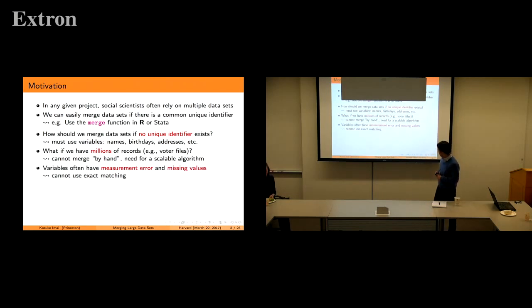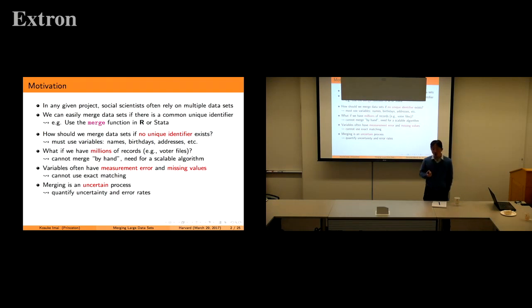And variables often have measurement error and missing values. They're not perfect, so names may be misspelled, and certain information may be missing. If we just use exact matching, we end up with very few matches, and that would be problematic. So we want an algorithm that can accommodate measurement error and missing data. We also know that, because of these issues, merging is an uncertain process. We may falsely match two records, or we may not find the true matches that exist in the data. So we want to quantify uncertainty and error rates.